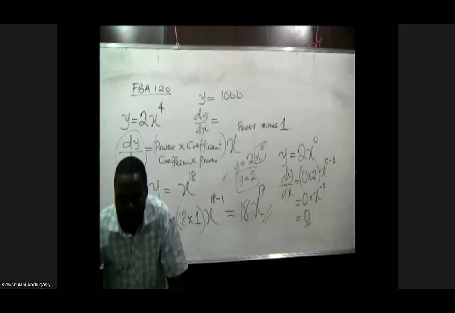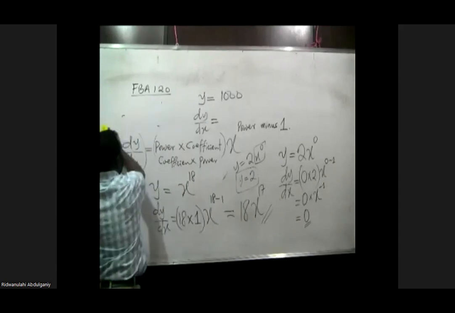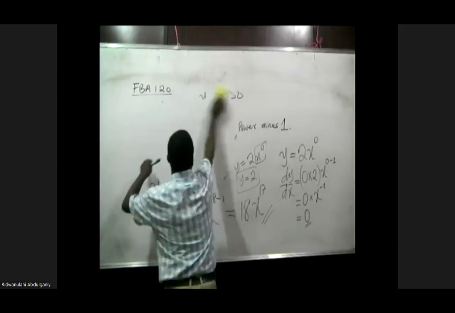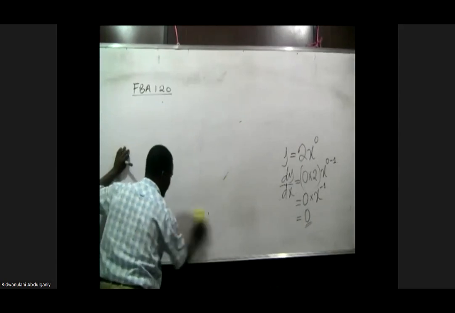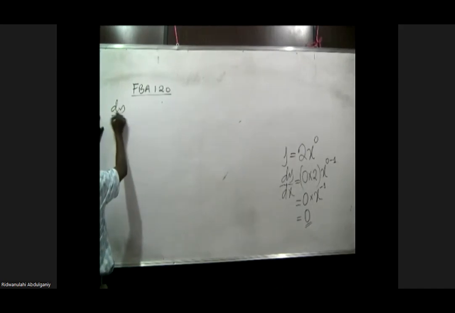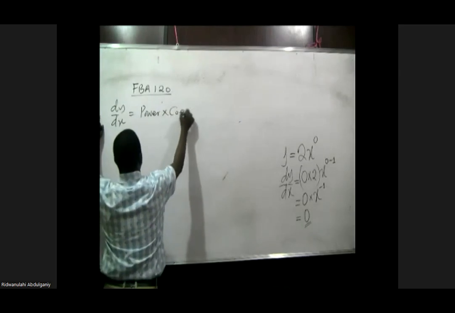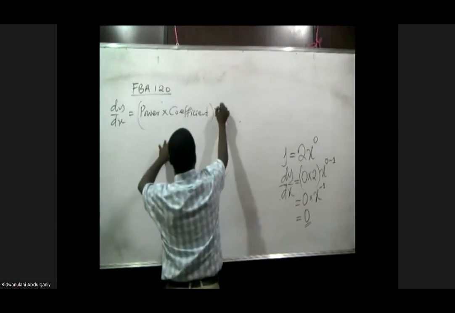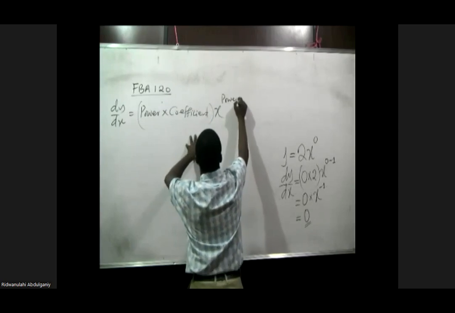Now, finally for today, let me combine so many things on the board. You raise your hand, I'll drop off my formula. Anyway, let me write the formula somewhere. You tell me what we are going to do. So we have said that dy/dx is power multiplied by coefficient, then x raised to power, what do we have? Power minus 1.